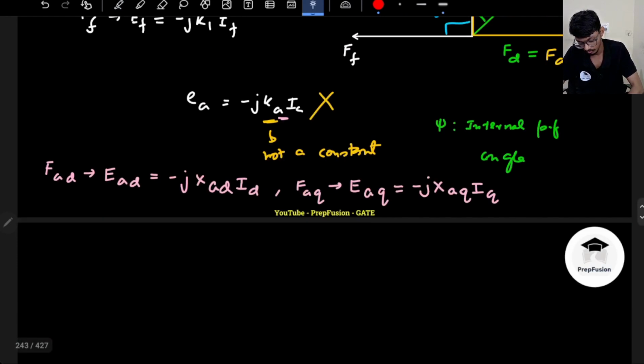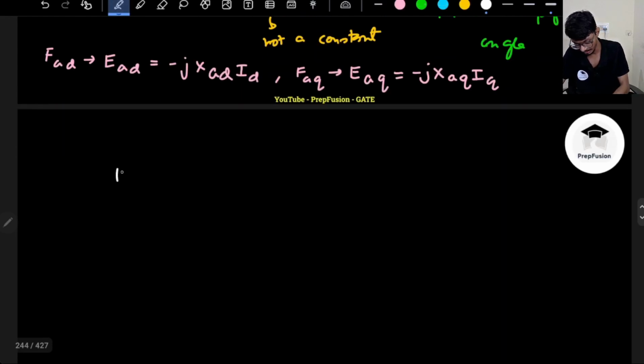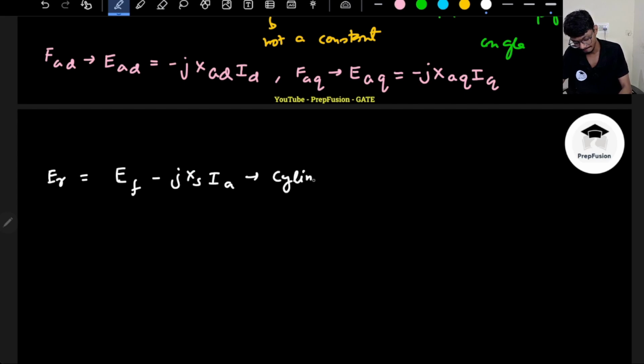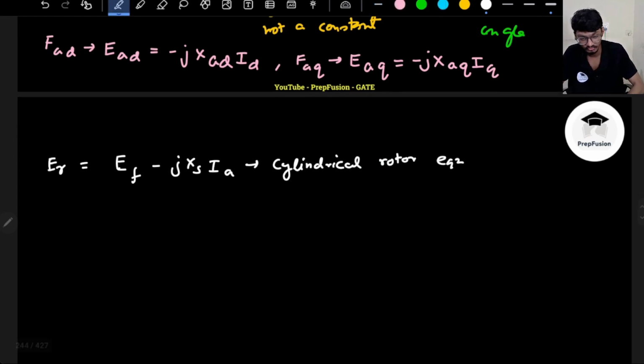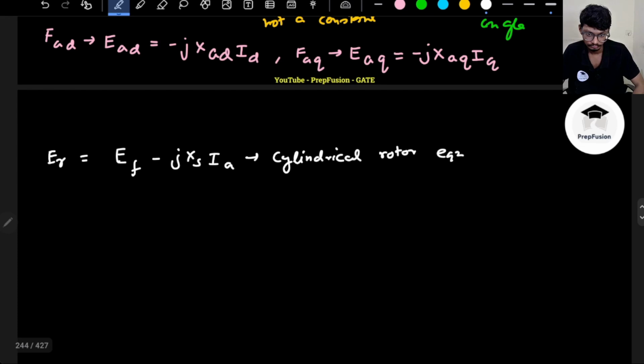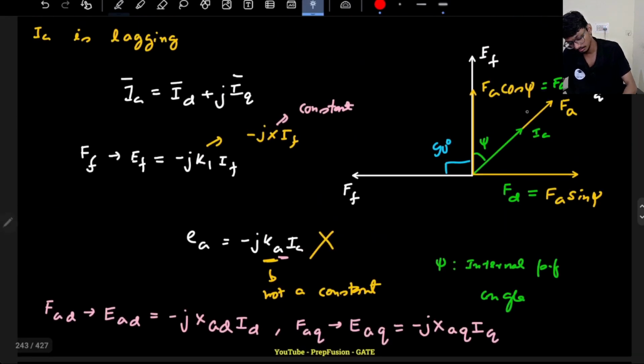Because if you remember, we had derived an expression, right, that my VT was equal to ER. ER was equal to EF minus J, we had not considered the leakage reactance, minus J into XS into IA. This was the normal cylindrical rotor equation, if you remember. So the same kind of equation I want to write here in our salient pole. How will I write that equation?